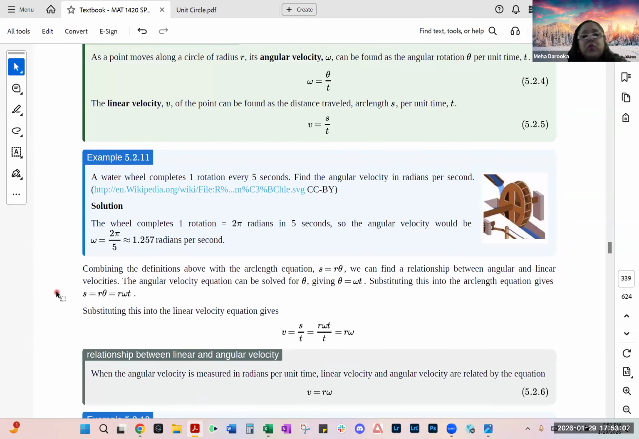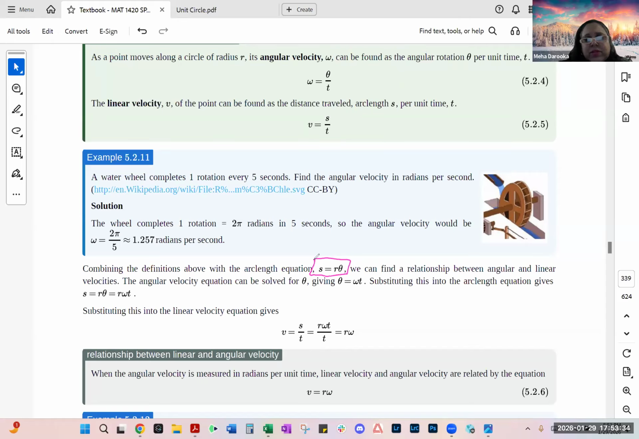Now, we do want to talk about the connection between angular and linear velocity, or the relationship between the two. If you look at this little paragraph over here, we know the equation for the arc length is where we multiply theta with the radius of the circle. So if we build up on that, we can get a relationship between the angular and linear velocity.